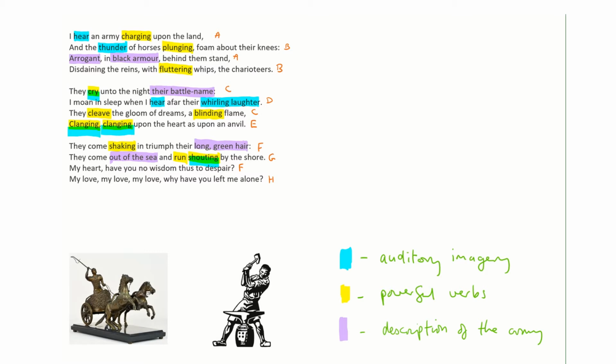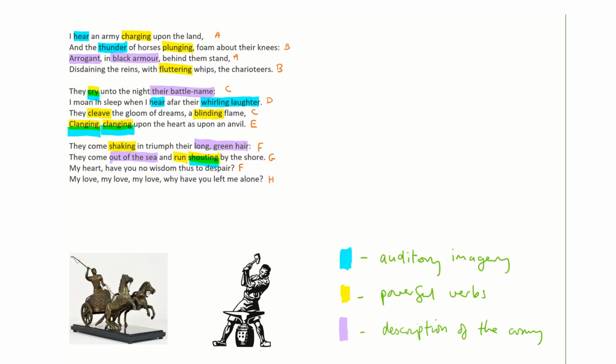Then in the third and fourth lines, rather than giving us this zoomed out impression of the army as a whole, of all of these horses charging and plunging, Joyce focuses in on some of the members of this army, some of the soldiers, if you like. Particularly he's focusing on the charioteers, that is the people who are driving these horses forwards and being pulled along in their chariots.